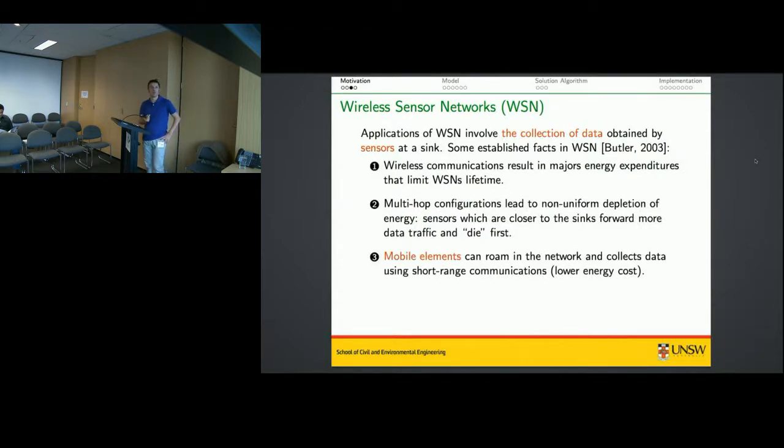So a turnaround to this situation is to use mobile elements to roam in the network and visit a subset of the sensors so as to collect data using short-range communication, which, for reasons I could not explain, consumes far less energy than wireless communication. So I know this is true, but I cannot explain it with proper scientific rigor to you, because it's really not my field. But basically, mobile elements can help in saving energy in the network, and so in the end, increase its lifetime.